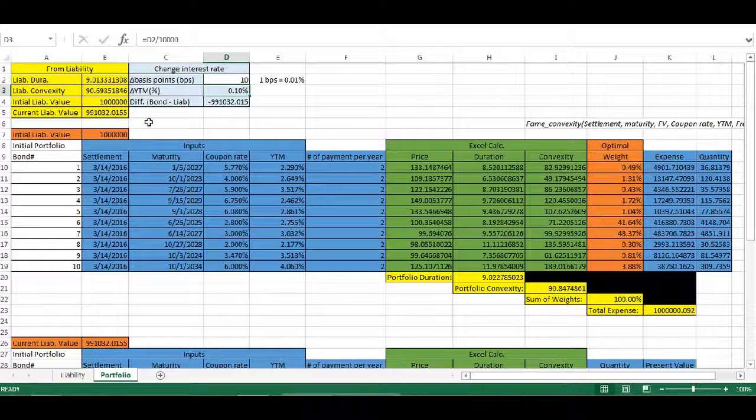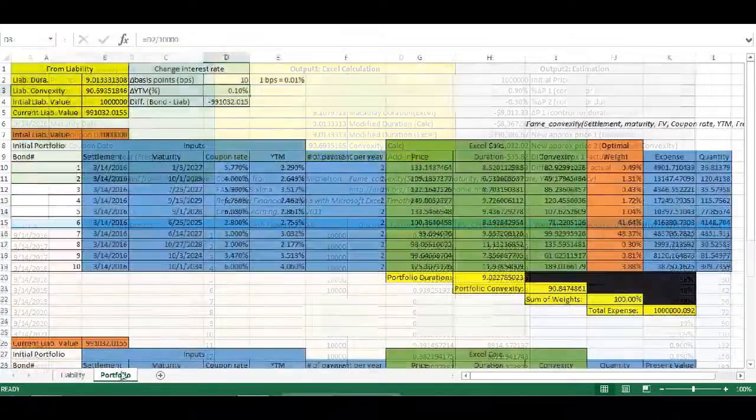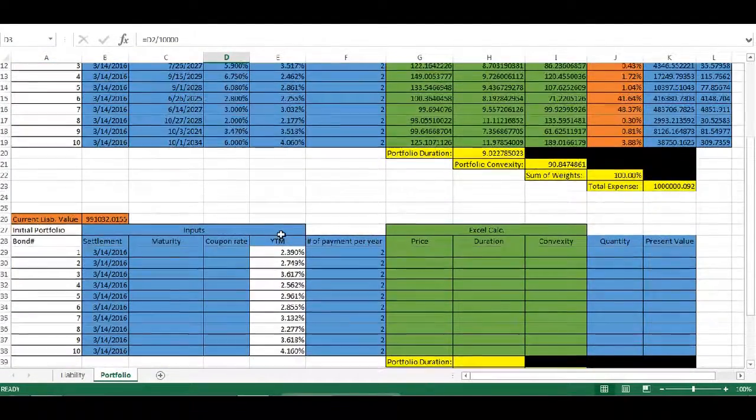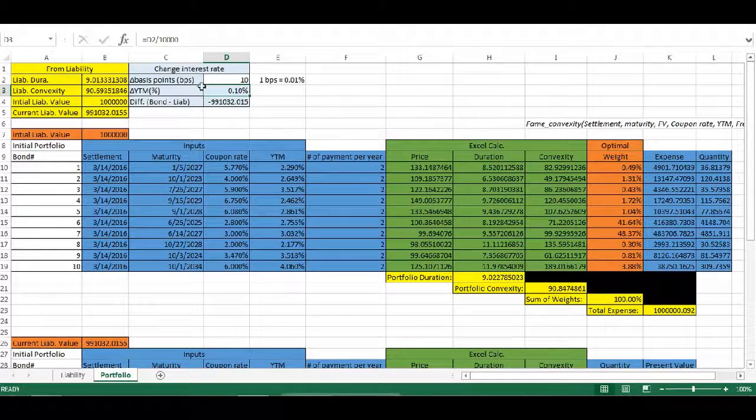the liability and each of the bonds. You can compare the number here and here. We can see there are 0.1% increase for this bond and for every bond. So we are assuming a parallel shift of interest rate curve.